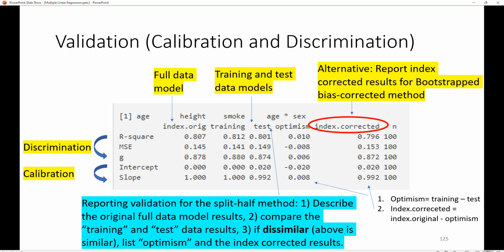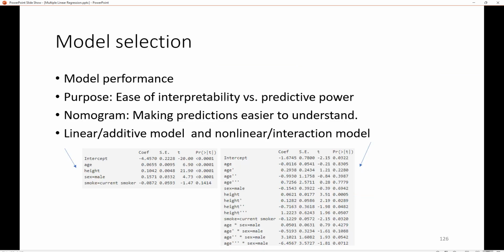But in general, you're just going to report the results for the training and testing sets. But there may be times when you do want to report optimism and your corrected R square. And then on the right side, we do have the formulas on how to calculate those. And so now we're going to cover model selection.